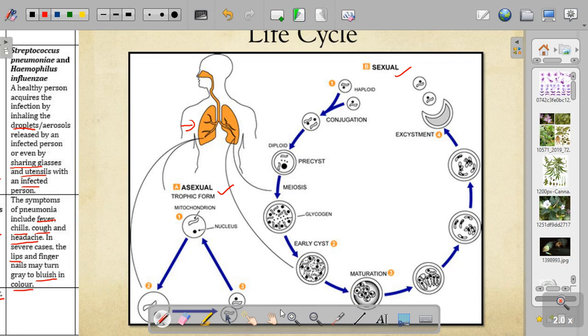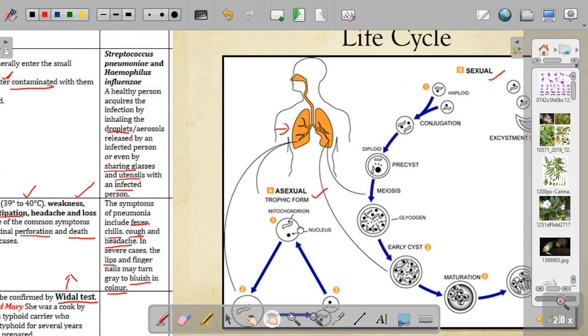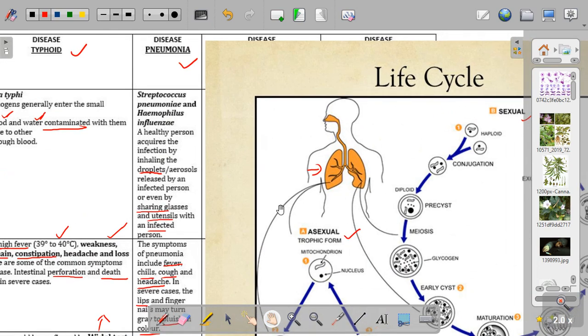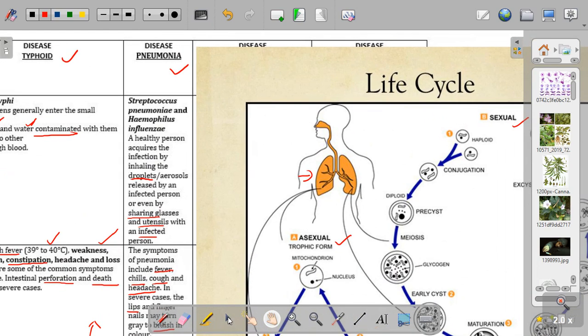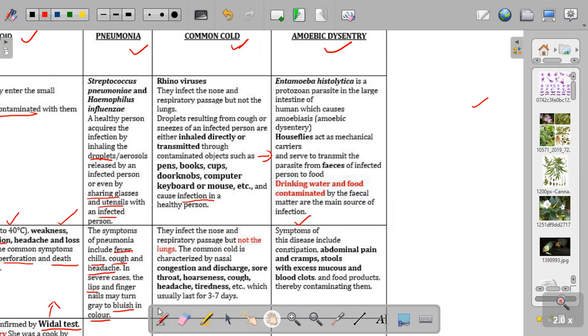Okay, so this is all about pneumonia. Now let's see the next one, that is common cold. Let's see how it can transmit and what the causative organism is. Common cold is caused by rhinoviruses. They infect the nose and respiratory passage, but they do not affect the lungs.